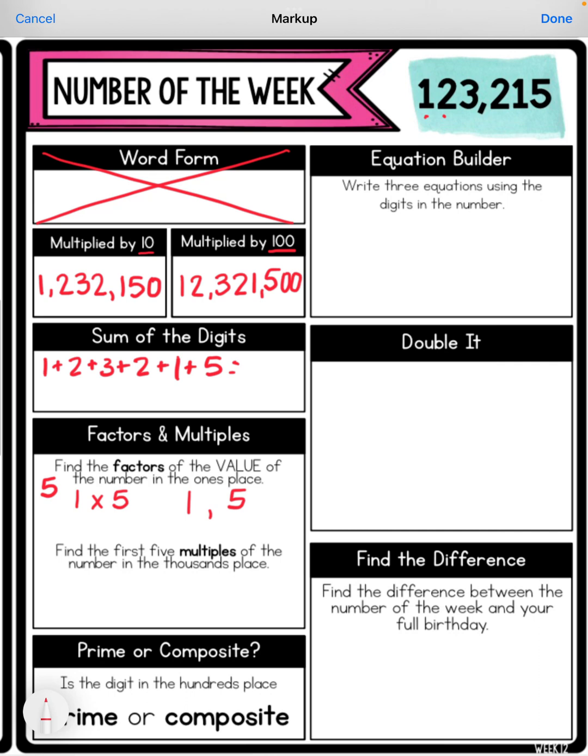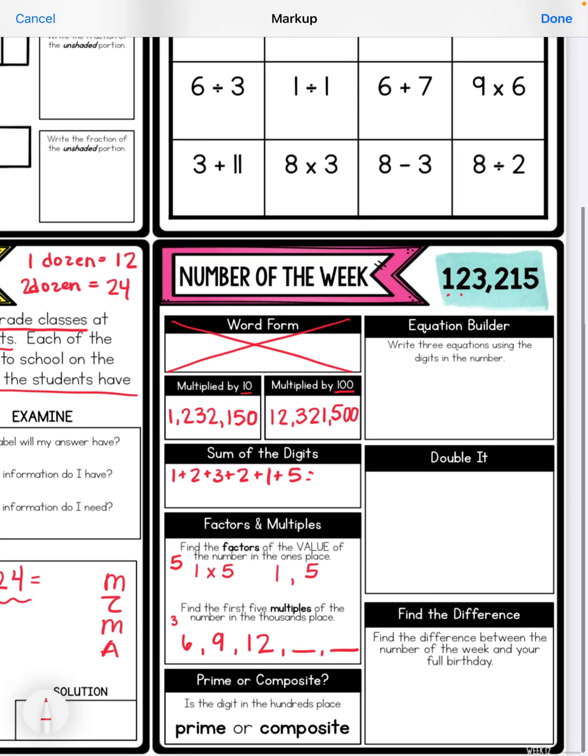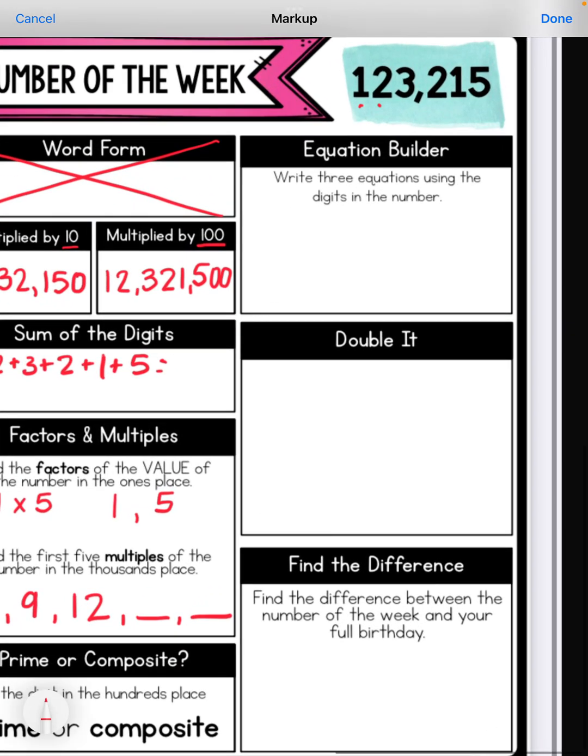The first 5 multiples of the number in the thousands place, our number in the thousands place is 3. When we're finding the multiples, we are just skip counting. So 3, 6, 9, 12, and see if you can come up with the last 2. The next 3 boxes we have done before.